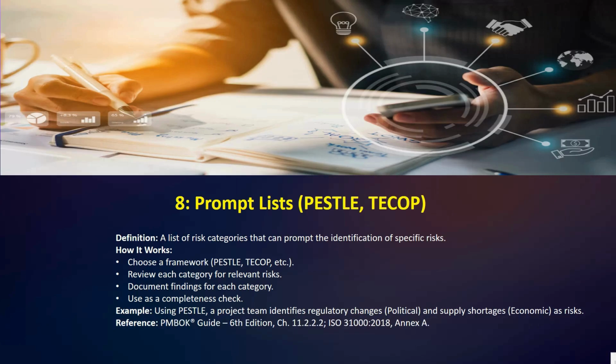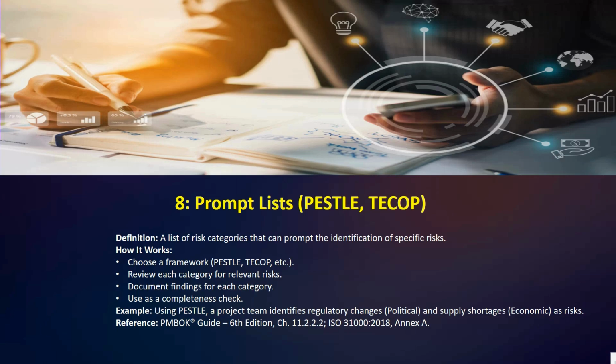So next we have number eight: prompt listing, PESTEL and TECOP. Actually, PESTEL stands for political, economic, social, technological, legal, and environmental. Okay, then TECOP stands for technical, environmental, commercial, operational, and political. Okay, so a prompt list is a fantastic way to ensure you are looking for risk in all the right places.